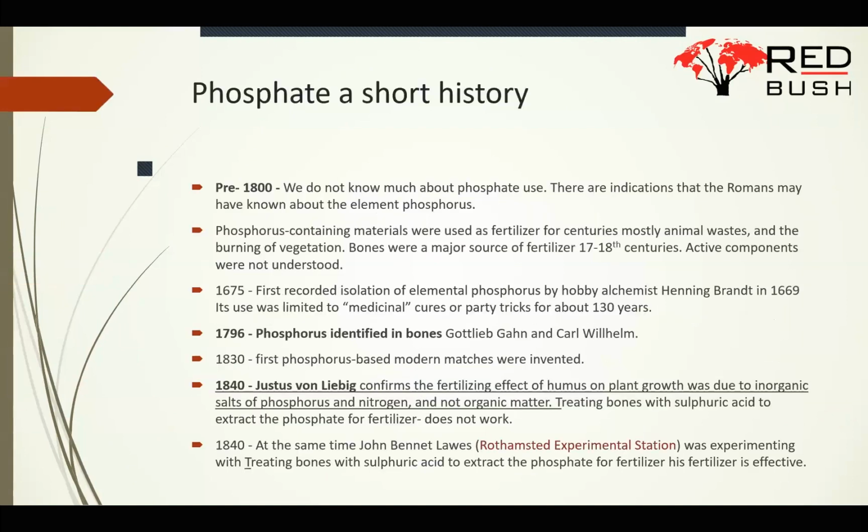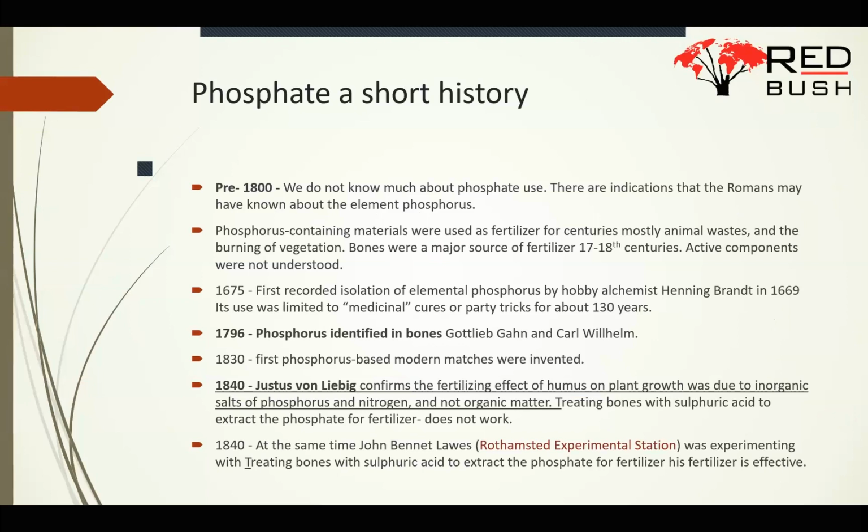So, a short history: pre-1800, we don't actually know much about phosphate use. There are indications that the Romans may have known about the element phosphorus, but it's a bit vague. And phosphorus-containing materials were obviously used in fertilizers for centuries, for millennia, mostly in the form of animal wastes and burning of vegetation. Well, that's primarily potassium.